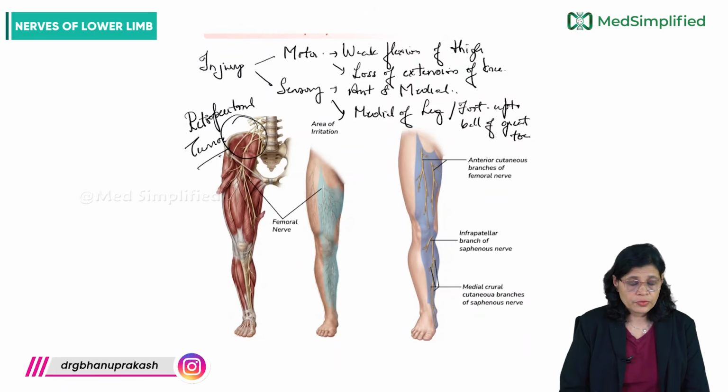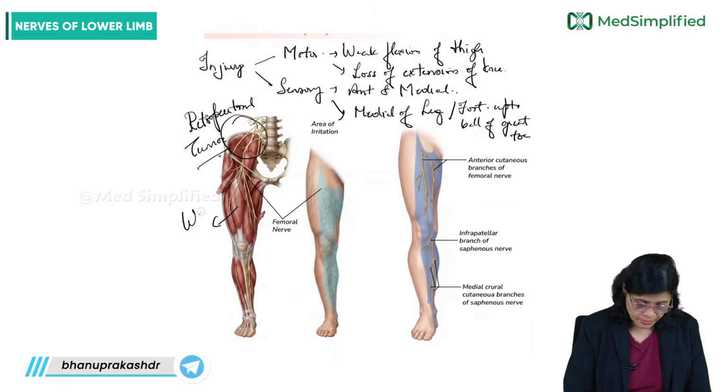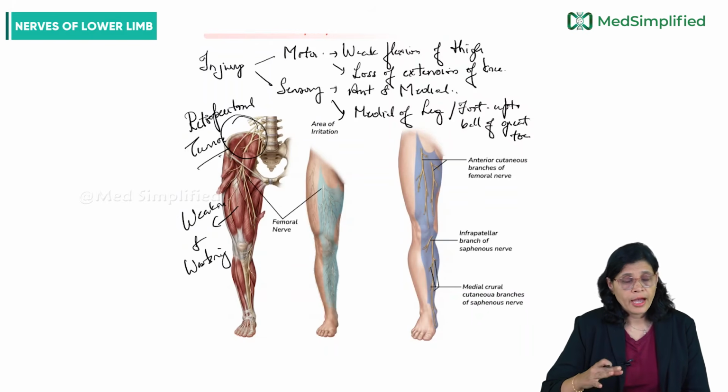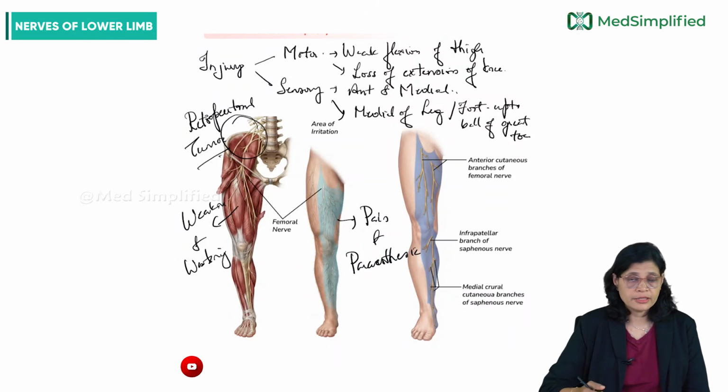Now here, because of the nerve compression, the characteristic clinical features we see will be weakness and wasting of the quadriceps femoris muscle, because of which there will be difficulty in walking. And because of the sensory symptoms, there will be pain and paresthesia. This is along the sensory distribution.